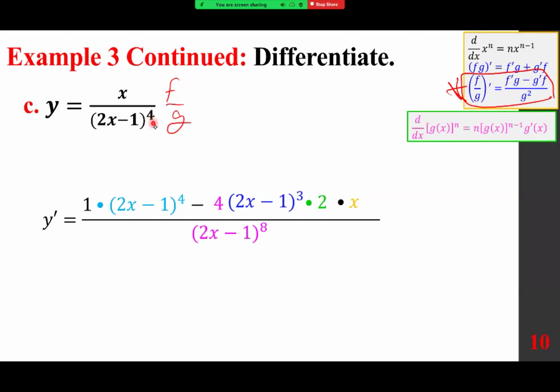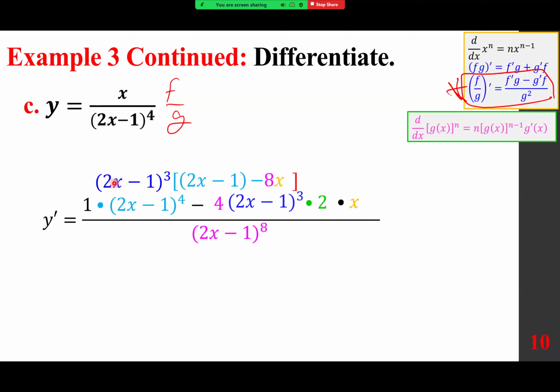We're done with calculus. We are going to simplify this. And to do so, we notice that they have 2x minus 1 in common. One has exponent 4, one has exponent 3. So 2x minus 1 cubed is the common factor of these two pieces. So when we divide this one by this one, it gives us 2x minus 1. When we divide this one by this one, it gives us minus 4 times 2 times x, minus 8x. So again, minus 4, 2, and x, their product is minus 8x.